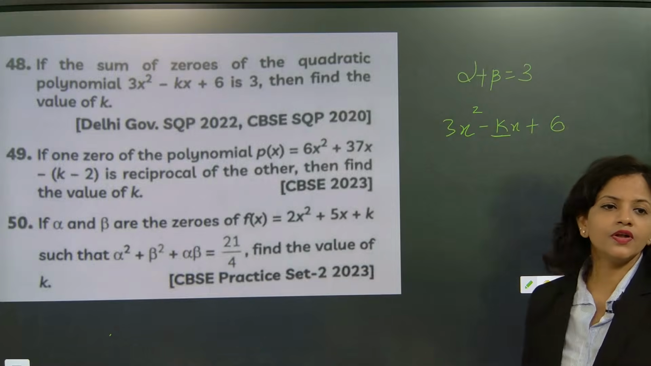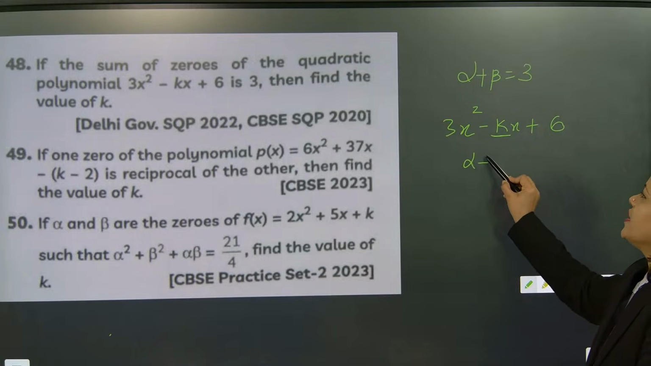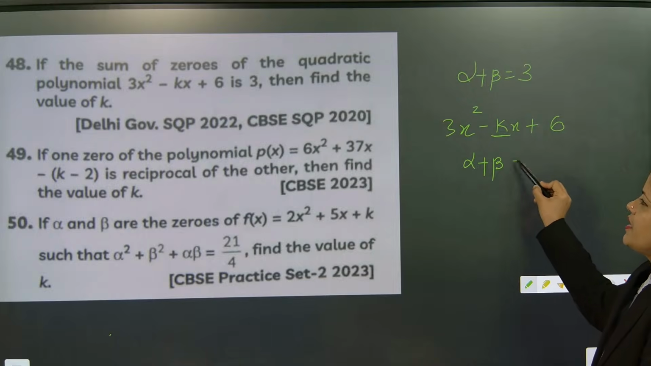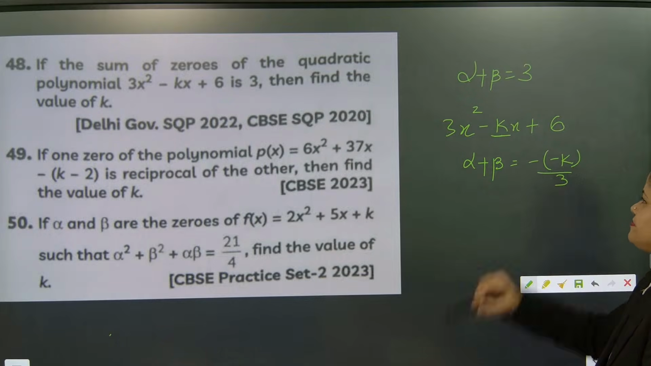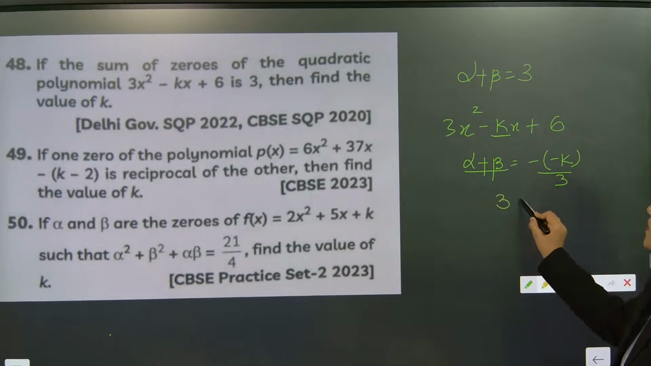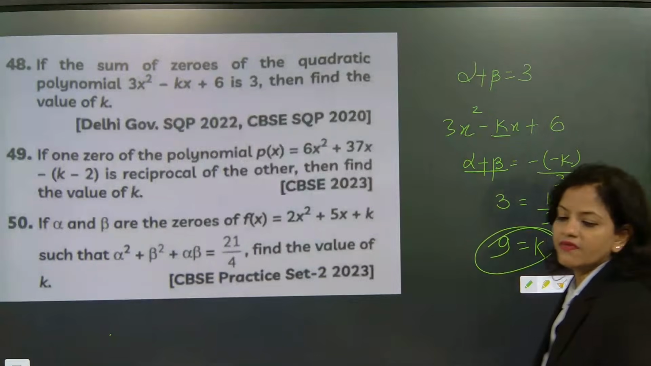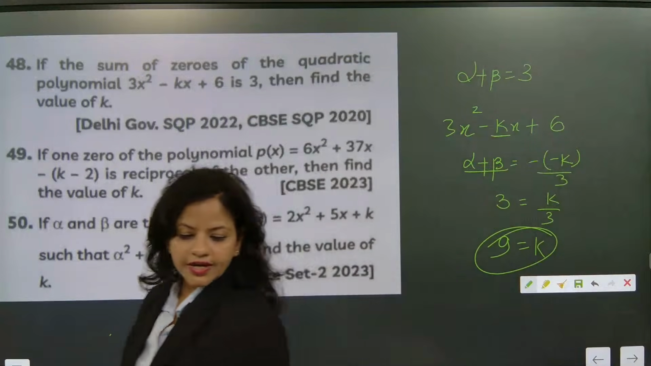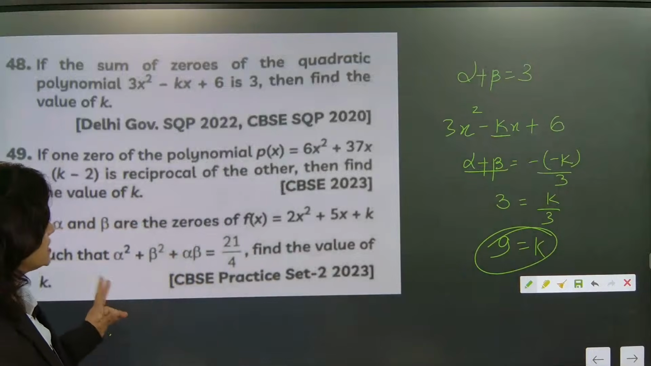Okay, let's check this one out. I don't know what the value of k is, but we know only one thing: alpha plus beta is equal to minus of minus k by 3. Understood? And the sum alpha plus beta is given as 3. So k by 3, so the k value is coming as 9. Those who have given k value as 7, it is not correct. The correct value is exactly 9 only.